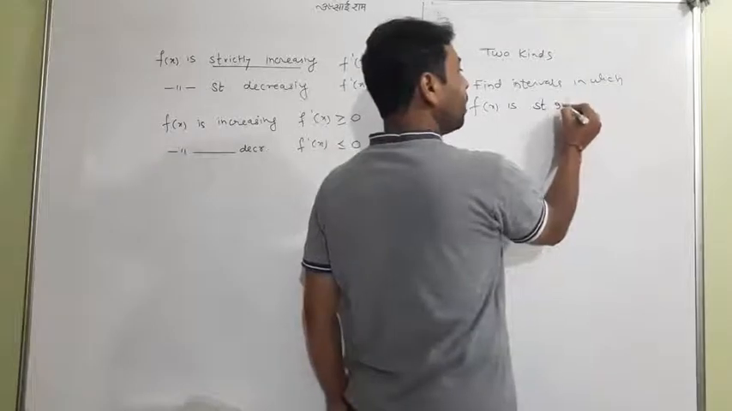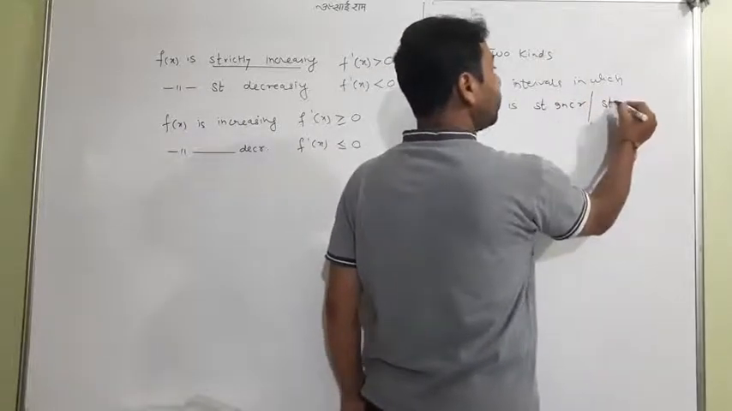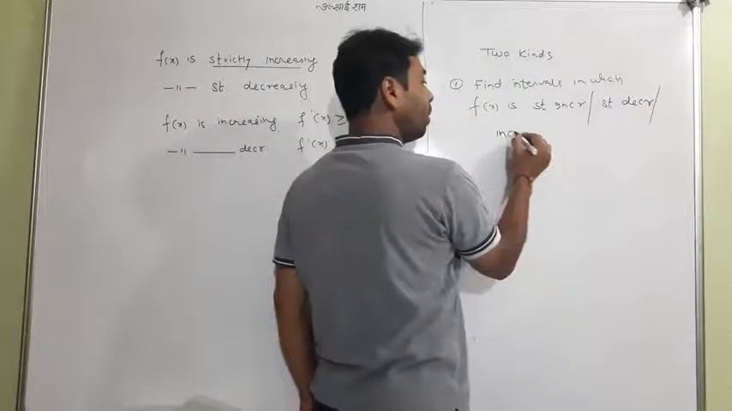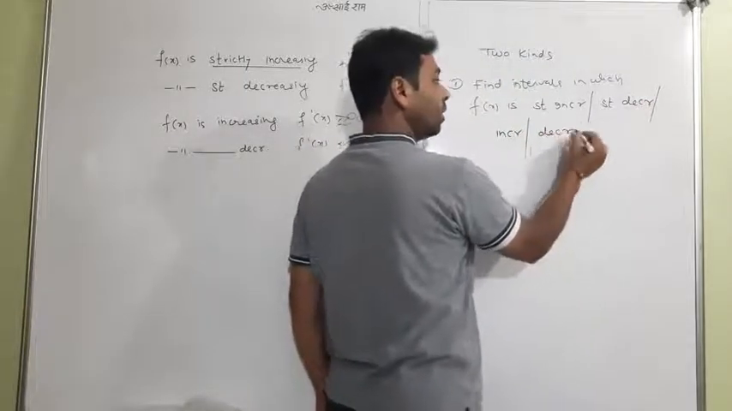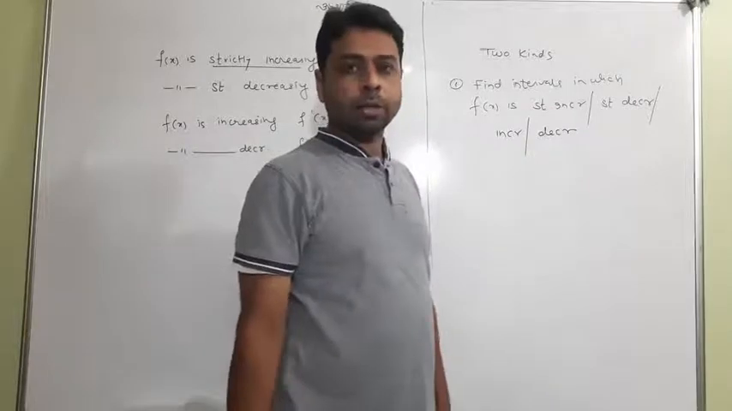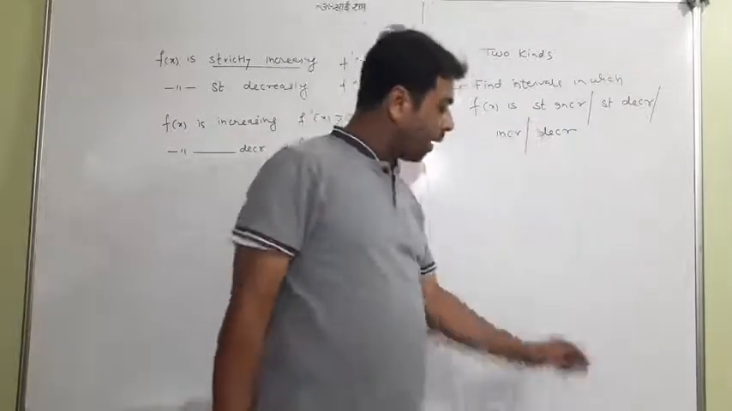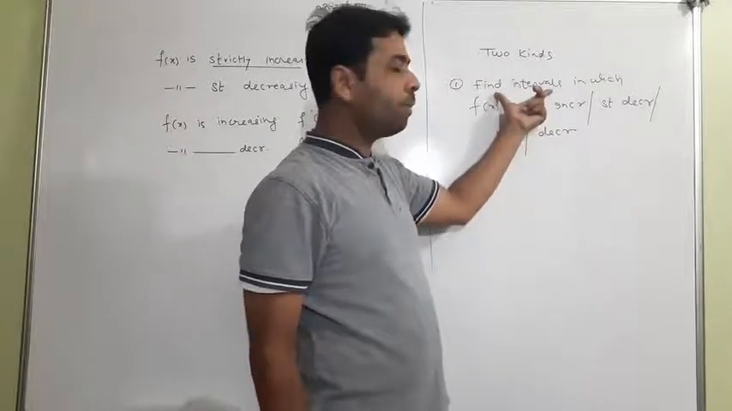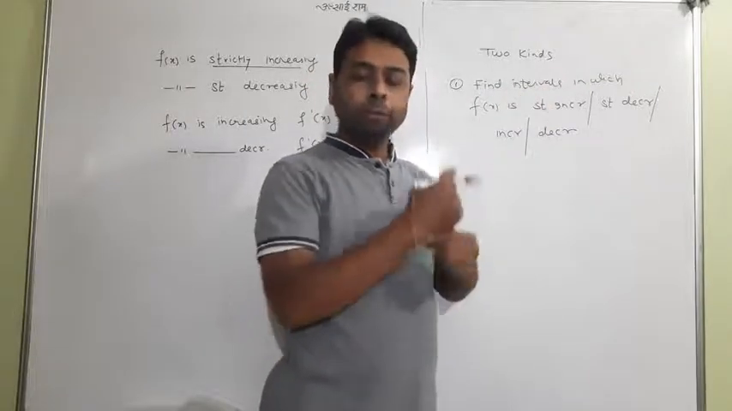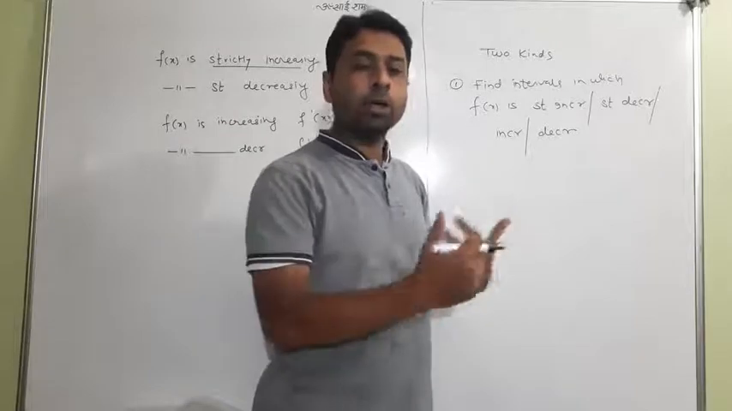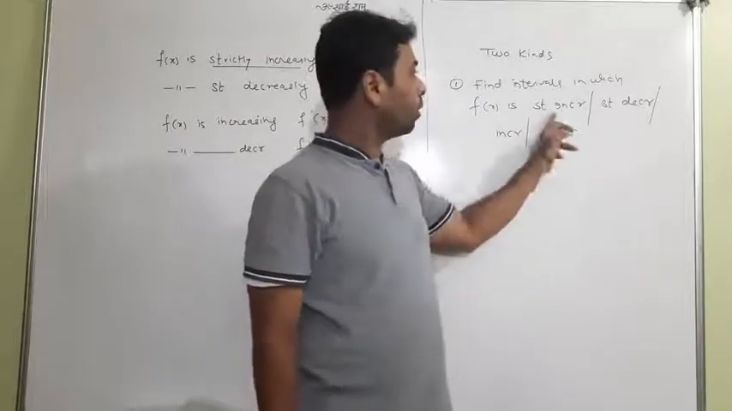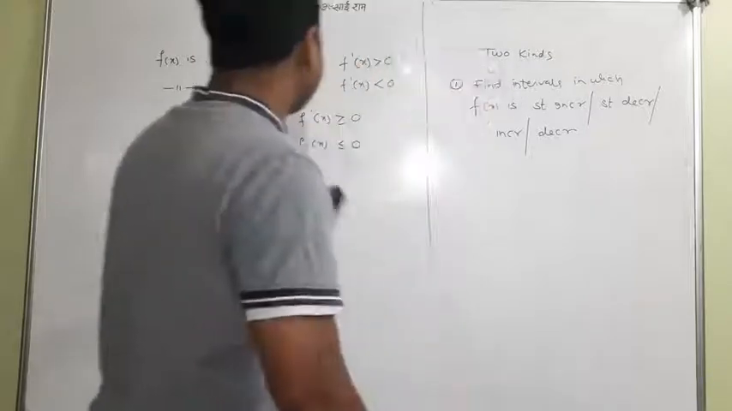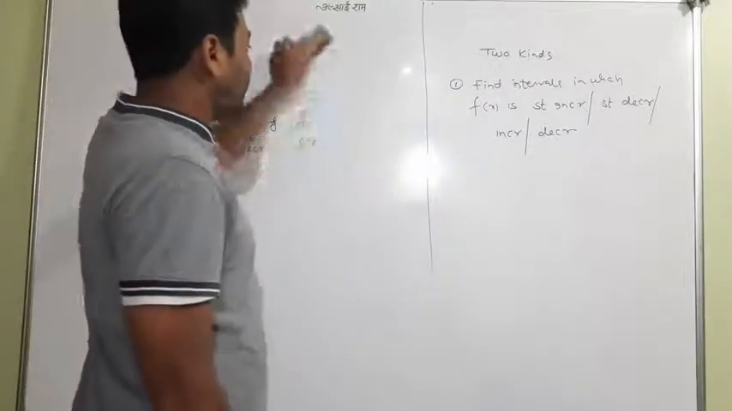Strictly increasing may be asked there, strictly decreasing may be asked there, increasing may be asked there, or decreasing may be asked there. Four kinds of question may be asked. You will be told to find the interval in which function is increasing or decreasing or whatever. What is the meaning of that sentence? I just want to explain that.